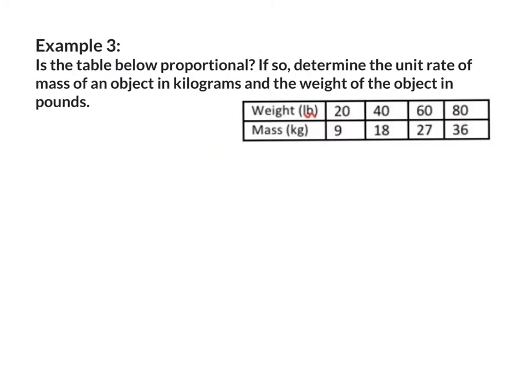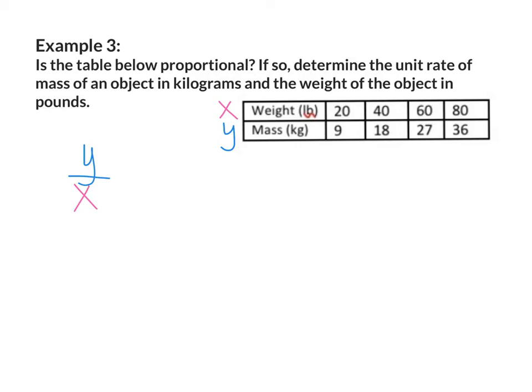Example number 3. Is the table below proportional? If so, determine the unit rate of mass of an object in kilograms and the weight of the object in pounds. So I know that if every time I take my y and divide by my x I get the same answer, it's going to be proportional. So we're going to label our weight as our x's and the mass as our y's. So remember, unit rate is y divided by x.